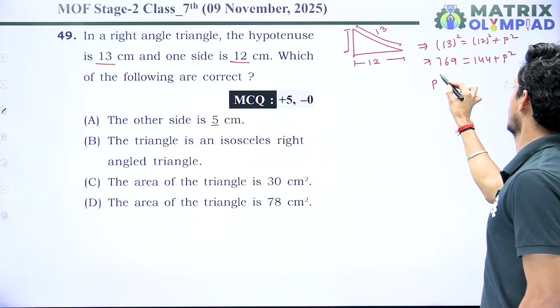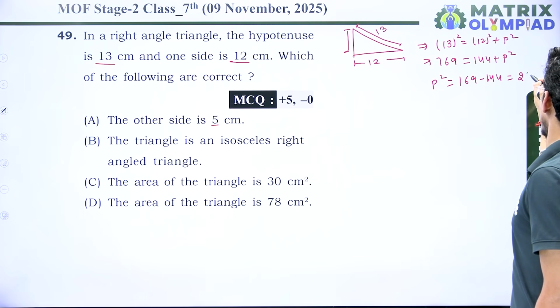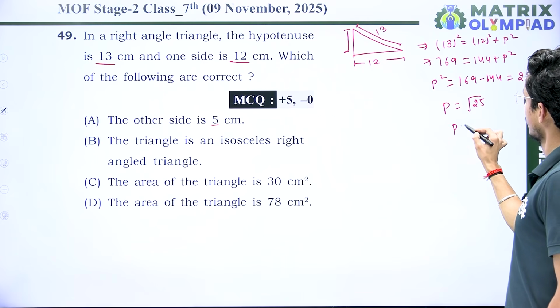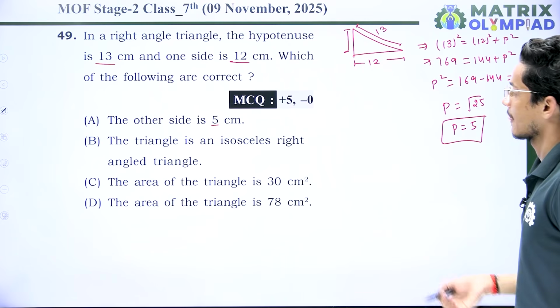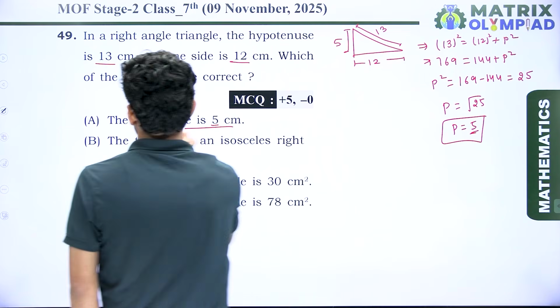So the value of p square equals 169 minus 144, which is equal to 25. So here we get p is equal to root of 25, which is equal to 5. So the perpendicular length is 5. It means the other side is 5. So I can write this one is true.